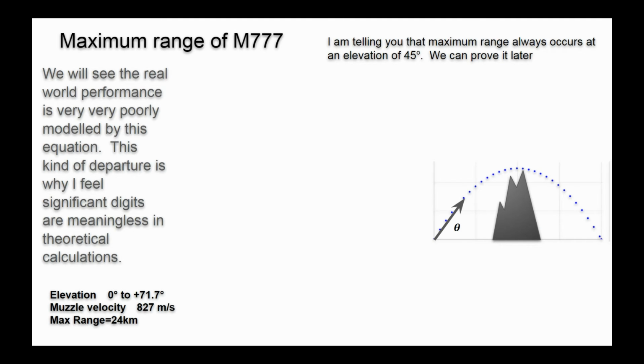We will see the real performance is extremely poorly modeled by this equation. This kind of departure is why I feel significant digits are meaningless in theoretical calculations. There's a lot more we should be aware of than how many digits we write in our answer. And you will find that thinking is much easier in many ways than the detailed work. You got to know what you're talking about.